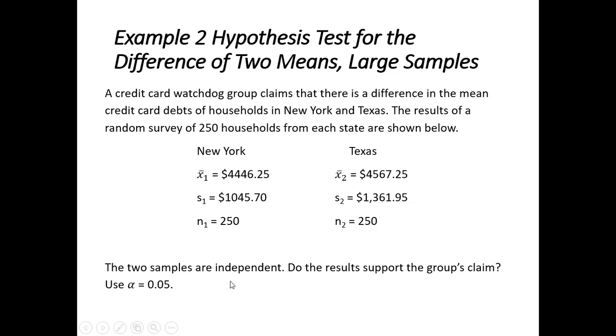So these two samples we note are independent. So our question is, do the results support the group's claim? And we're given to use alpha equals 0.05.